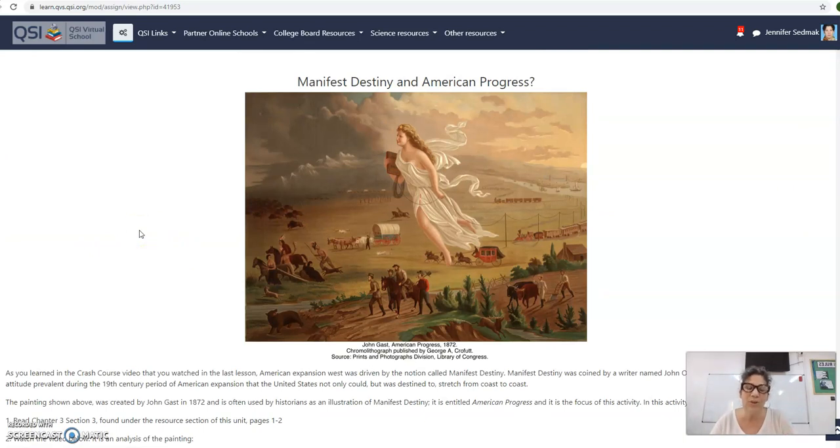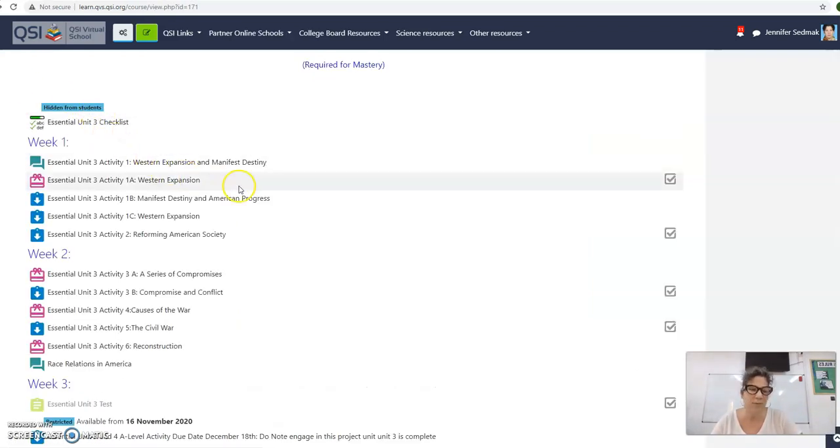I think you could really learn a lot about American expansion through this painting alone if you look closely and study it very closely. So I'll be interested in hearing your thoughts on that notion of manifest destiny, especially as it relates to the idea of progress.